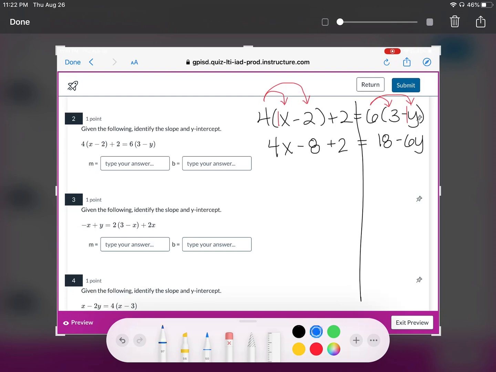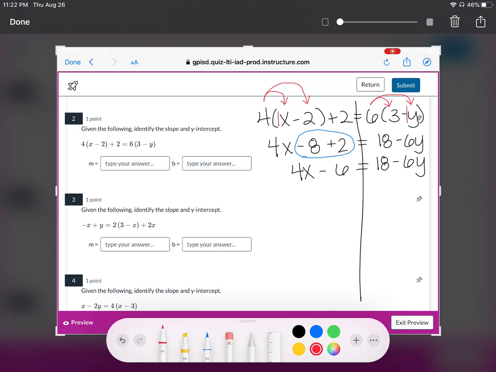For step 2, we're going to see, is there anything on the left-hand side that we can combine? Numbers go with numbers, so those two can be combined. 4x is going to come down. Negative 8 plus 2 is negative 6. And we could not combine anything on the right side, so everything comes down.